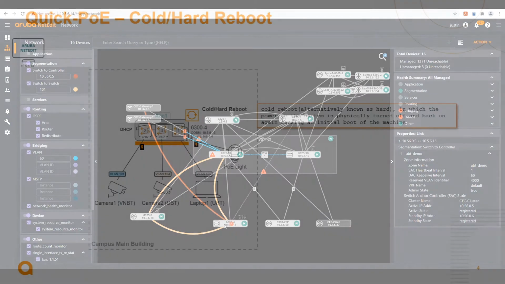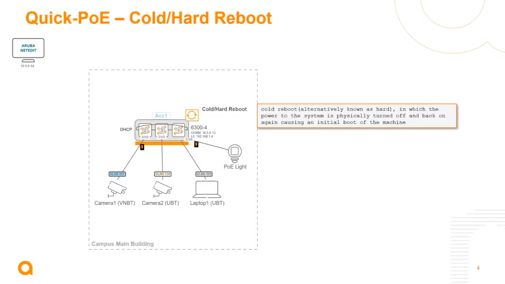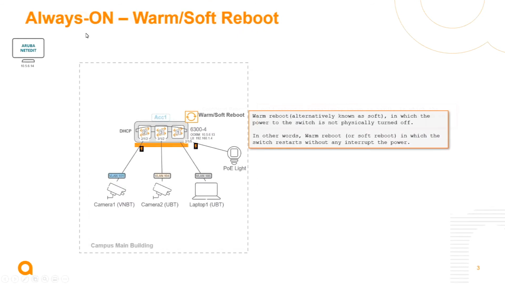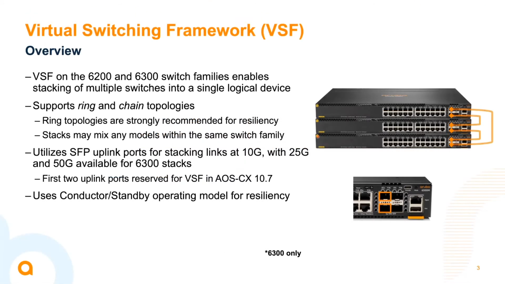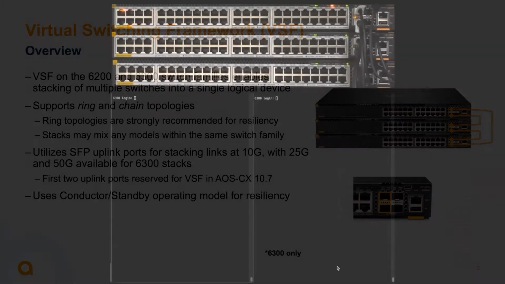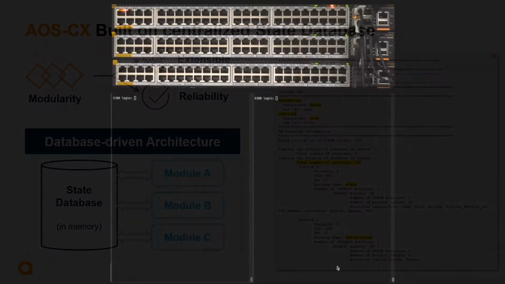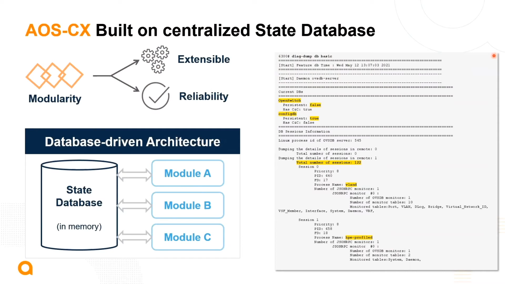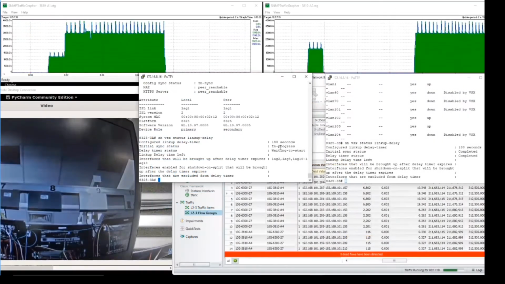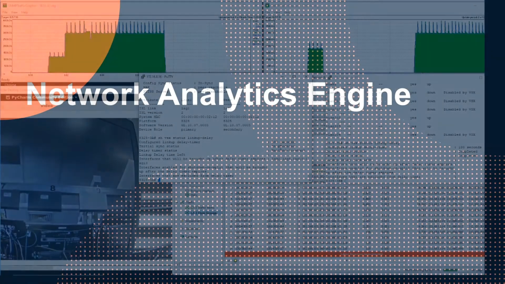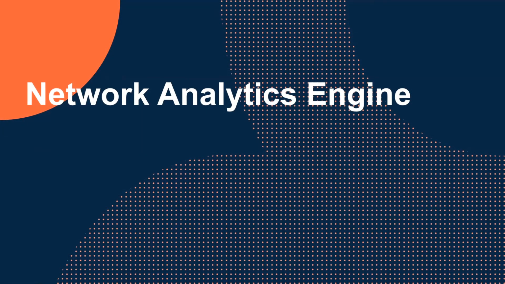the data center. We then learned about Power over Ethernet and some of the advanced capabilities of AOS CX with quick PoE and always-on PoE. We learned about virtual switching framework and how it applies to campus switches at the access layer. We then explored resiliency with the AOS CX operating system and high availability with virtual switching extension. In this episode, we're going to learn about the network analytics engine.